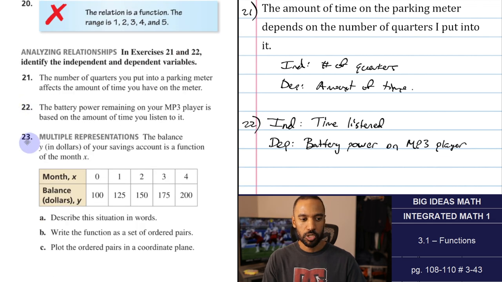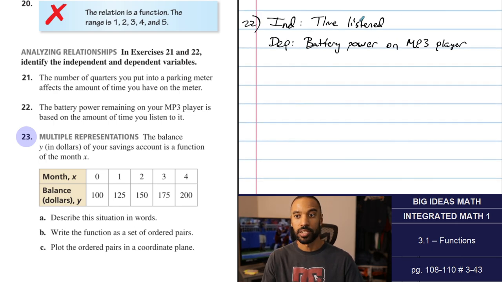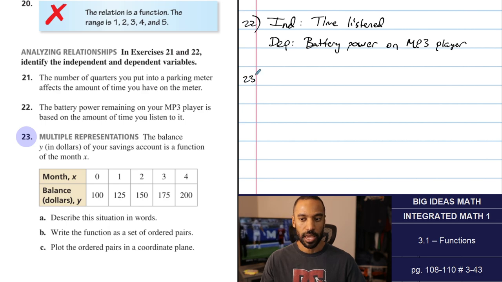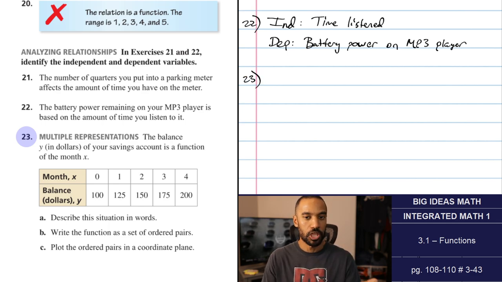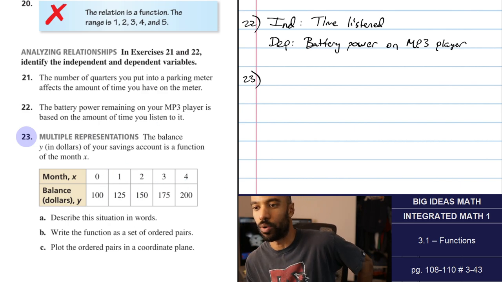Number 23 says multiple representations. The balance Y in dollars of your savings account is a function of the month X. Now, when we talk about functions, once again, we're stating that based on the month, you can figure out a certain balance. You'll never, on a given month, have different balances. That would sound like it doesn't function. So the fact that it's a function totally works for me. Anyway, these are your inputs. These are your outputs. It says describe the situation in words.